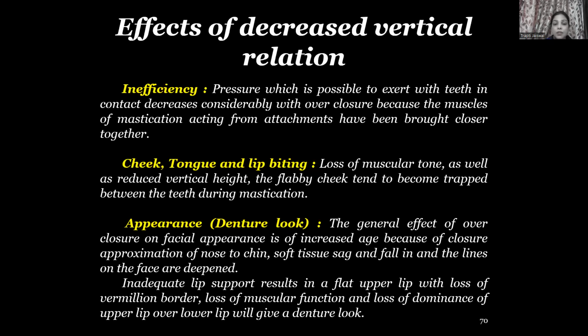Appearance. The general effect of overclosure is a facial appearance of increased age because of the approximation of the nose to the chin. Soft tissues sag and the lines on the face are deepened. See this, vertical dimension is decreased.